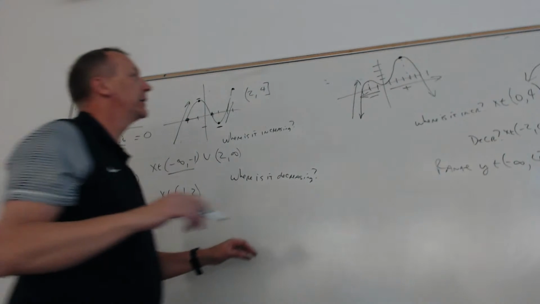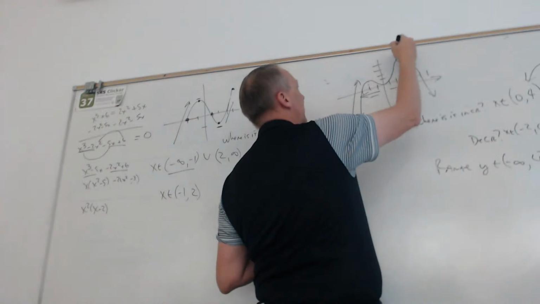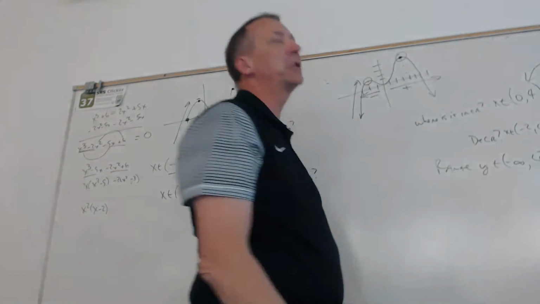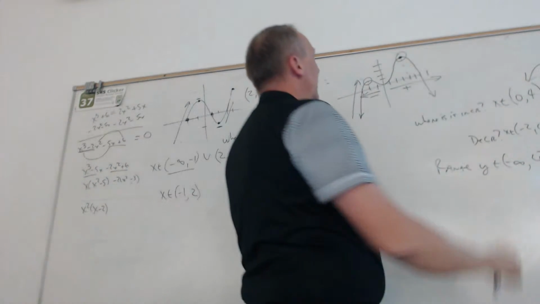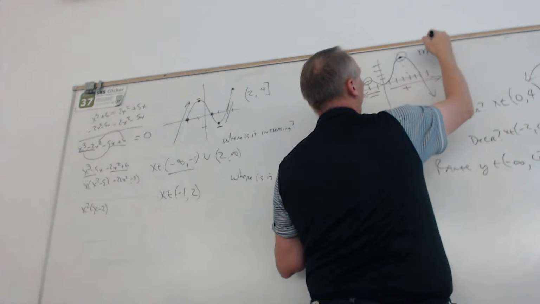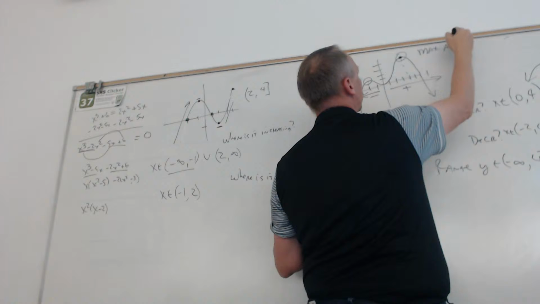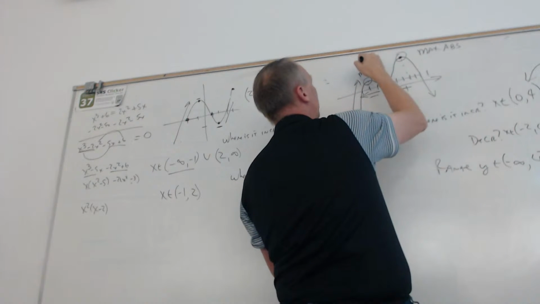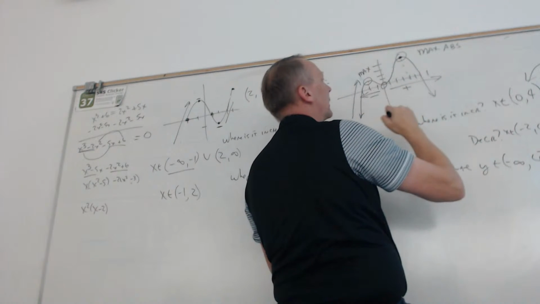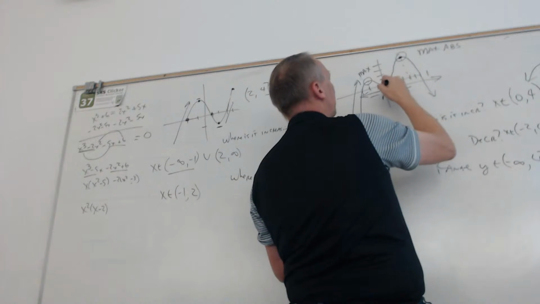What would this be called? Anybody know what these two points are? Do you know what those would be called? Maximum. So this would be a maximum. This one would be your absolute maximum. This would just be a plain old maximum. What's this? Valley. Minimum. That's a minimum.